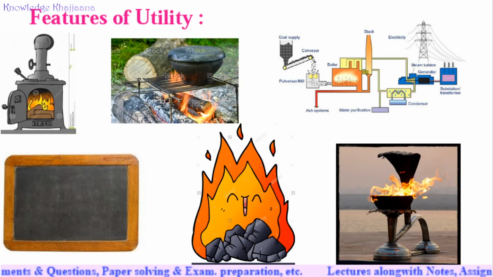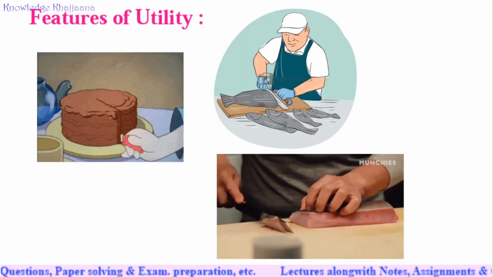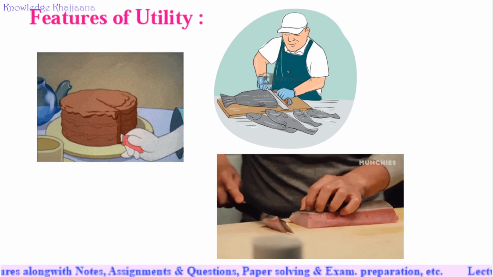Similarly, a knife can be used for cutting vegetables, right? A knife can also be used for cutting vegetables and other household purposes. It can also be used to cut the cake, right? It can also be used to cut the beef. It can also be used to cut the fish.